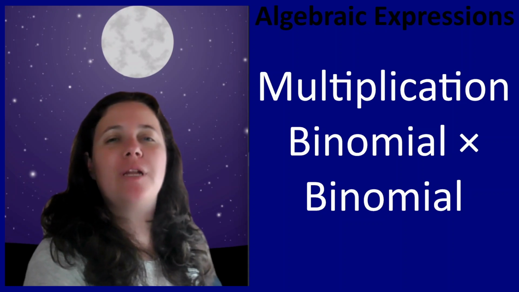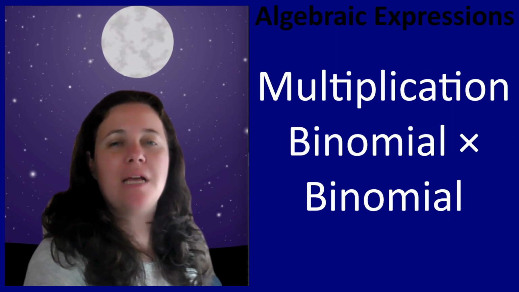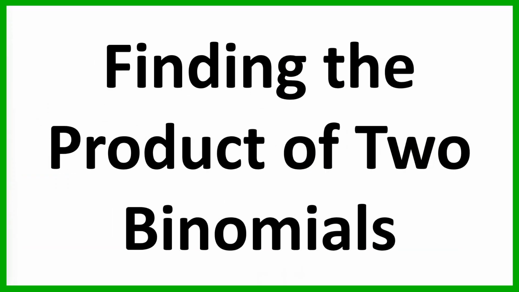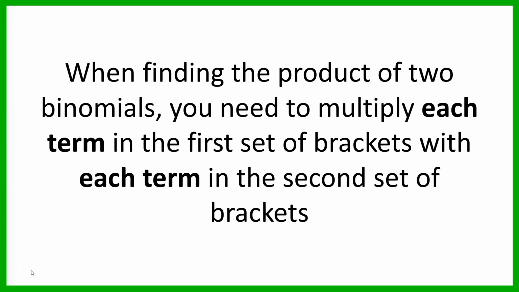Hi, today we're going to be learning about simplifying algebraic expressions by multiplying binomials with binomials. We're going to start off by looking at what we need to do to find the product of two binomials. When you are finding the product of two binomials, you need to multiply each term in the first set of brackets with each term in the second set of brackets. Let's have a look at an example here quickly.